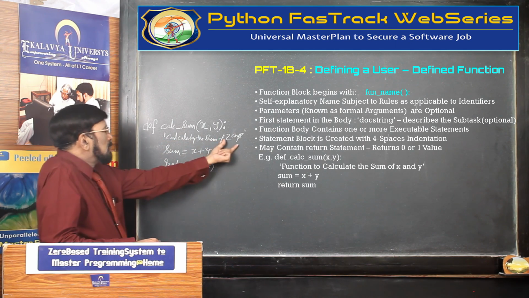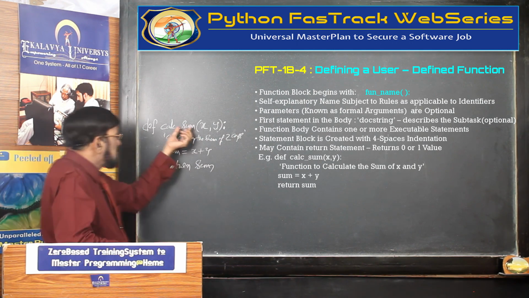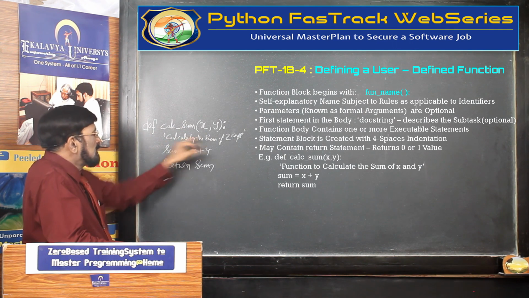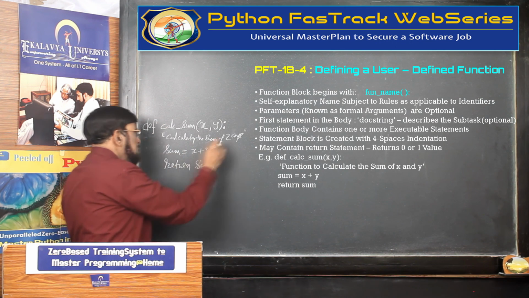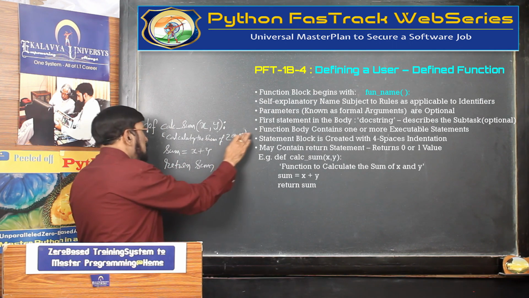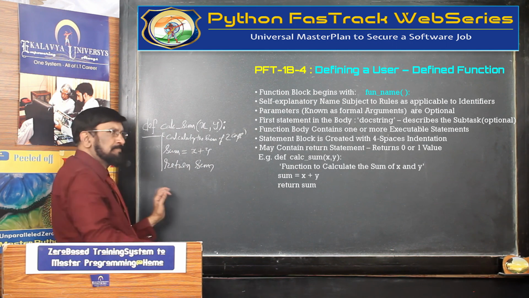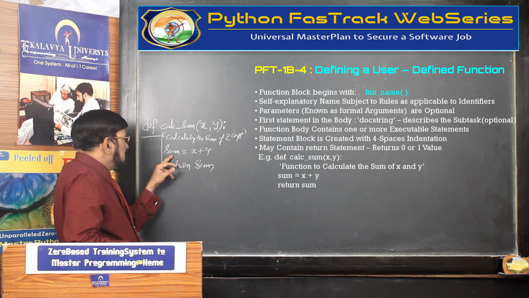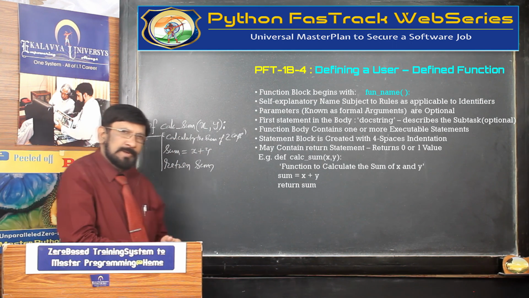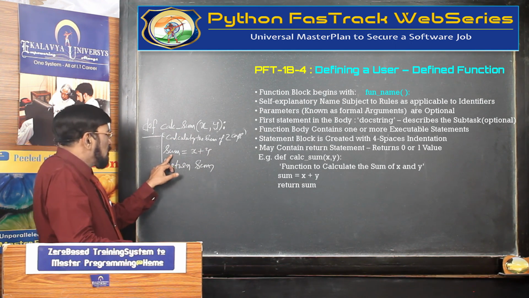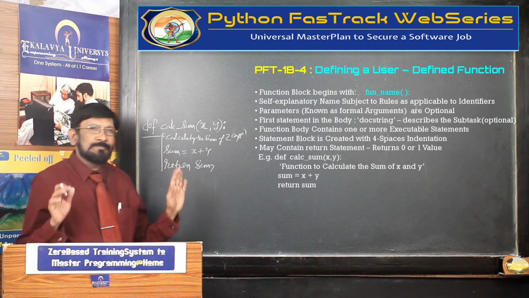Okay, thereafter we have to write a docstring. The docstring explains the subtask of this function, which we have to write in a precise manner. Always remember, this is a string. Now here four space indentation you should maintain. Thereafter what is the formula? Sum is equal to x plus y, that you are writing. Sum is the local variable. Thereafter we return sum, that you have to write.